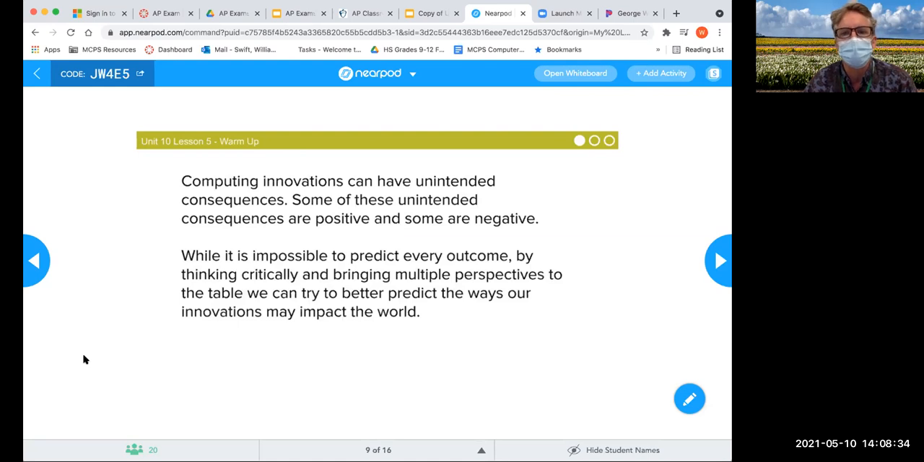Some of these unintended consequences are positive and some are negative, like the idea that the Colonial Pipeline is able to be managed the whole East Coast from Texas. That's great when things are working well, but that gave the hackers that ability to paralyze that whole thing. While it is impossible to predict every outcome, by thinking critically and bringing multiple perspectives to the table, we can try to better predict the ways our innovations may impact the world.